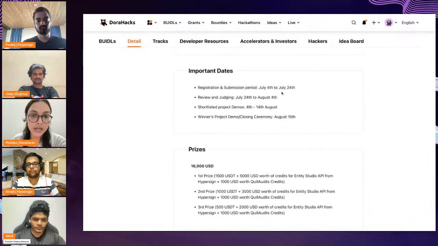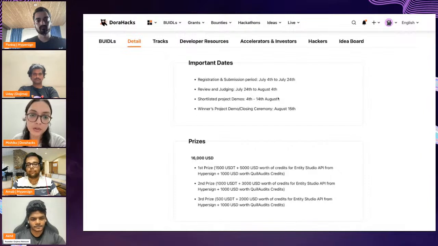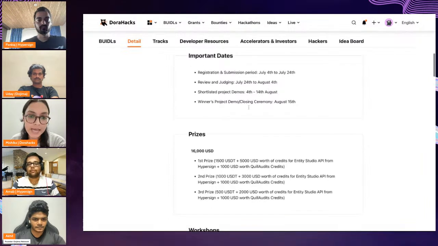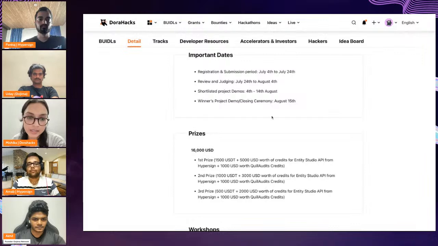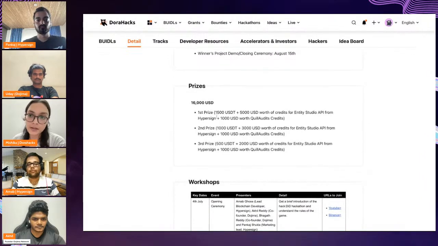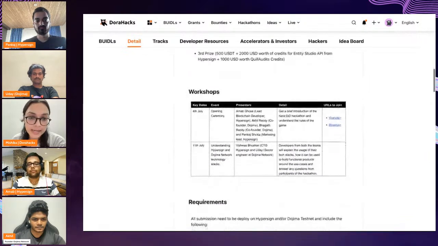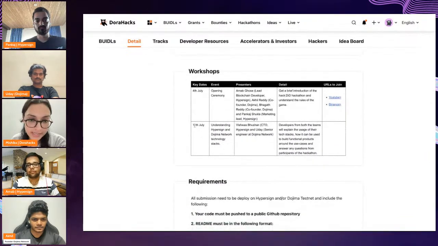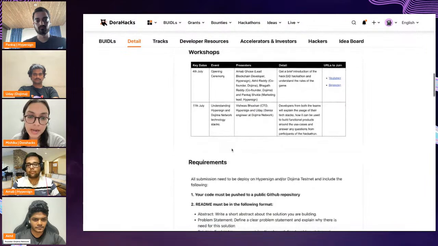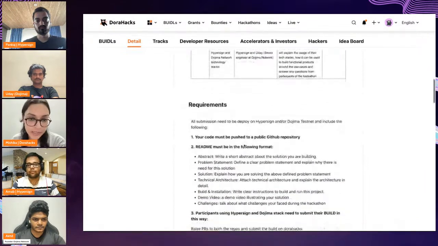So these are the dates which again Pankaj mentioned in the presentation, reviewing and judging from 24th to 4th. The shortlisted project demos will be done from 4th to 14th August, and the closing ceremony on 15th August. And these are the prizes. There will be three projects which would be rewarded from the prize pool. And yeah, so here is the details of the technical workshop, 11th of July, by Vishwash, who's the CTO at Hypersign, and Uday, who's here with us.